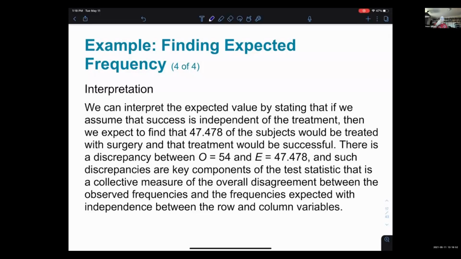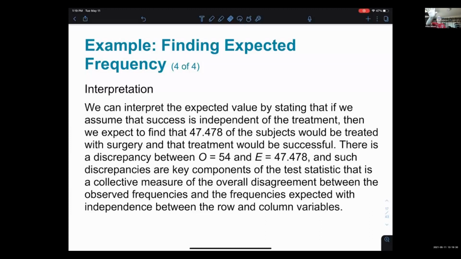There's a discrepancy between the fact that we observed 54 successes with the surgical treatment versus an expected 47, 48 kind of number. And such discrepancies are key components of the test statistic that is a collective measure of the overall disagreement between what we saw and what we thought we would get based on our assumption that the variables are independent. That sets up the chi-square distribution. The chi-square distribution will then measure how big that discrepancy was so that we could draw a conclusion about whether we think the variables are dependent or independent.